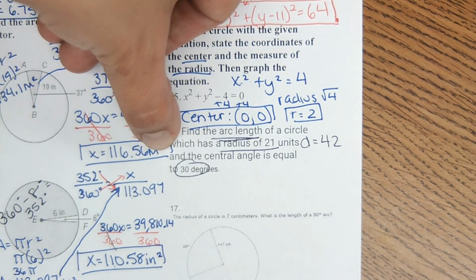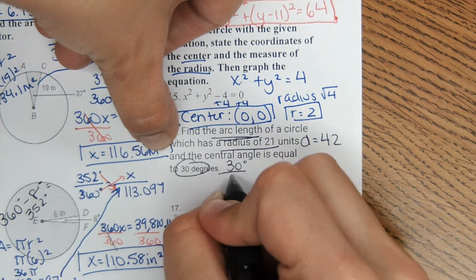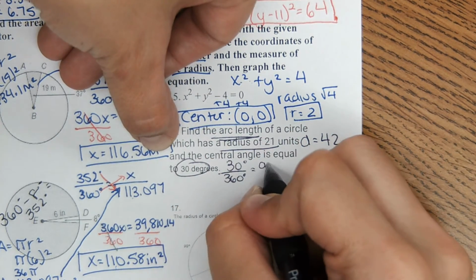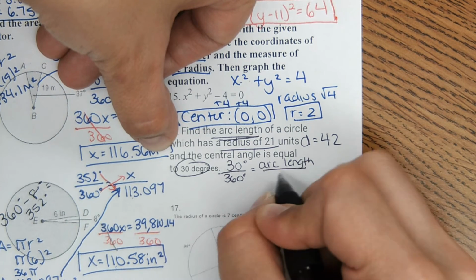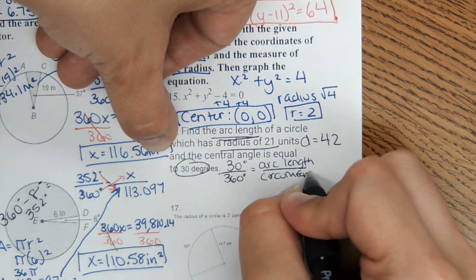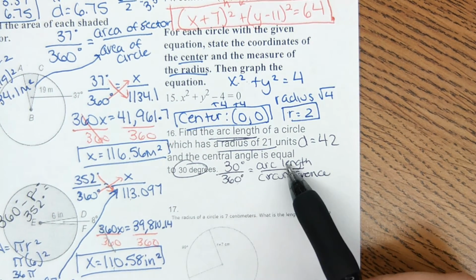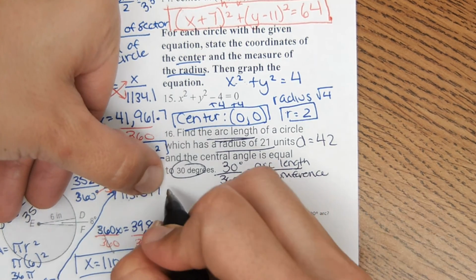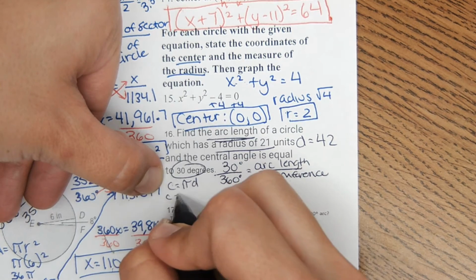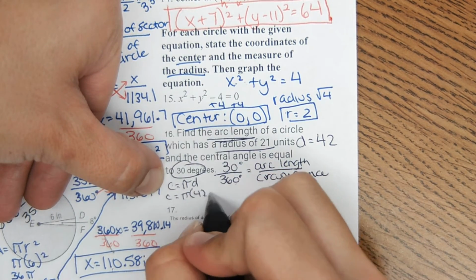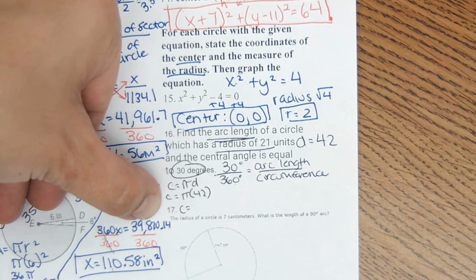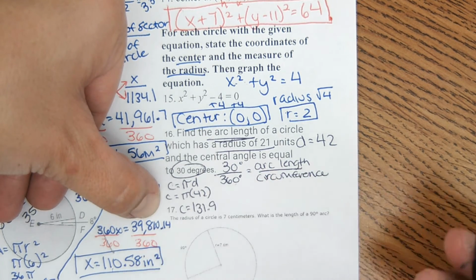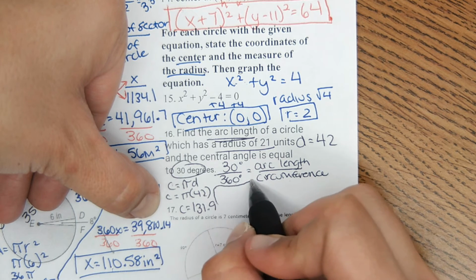So the setup for this would be 30 degrees over 360 degrees equals arc length over the circumference of the whole circle. So part over whole equals part over whole, arc over the perimeter of the whole circle. We need to find circumference to plug into this equation. Circumference is pi times diameter, pi times 42, which is 131.9. And then we will plug that in here.